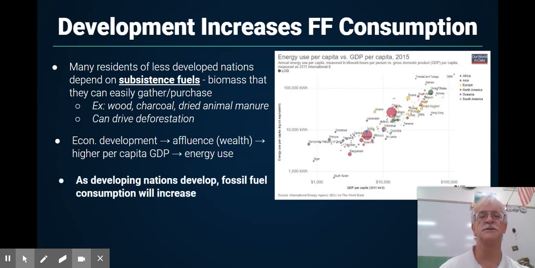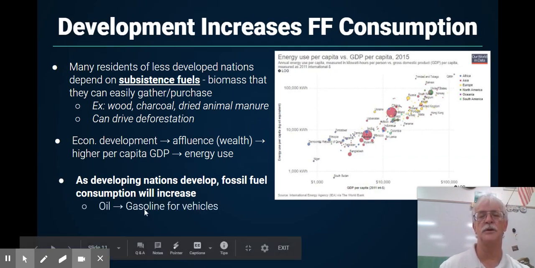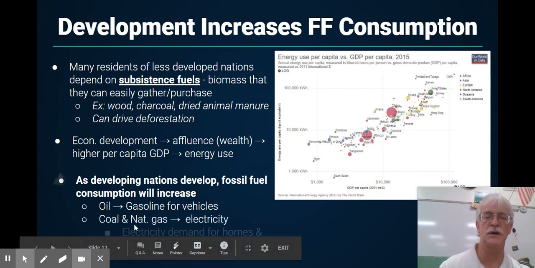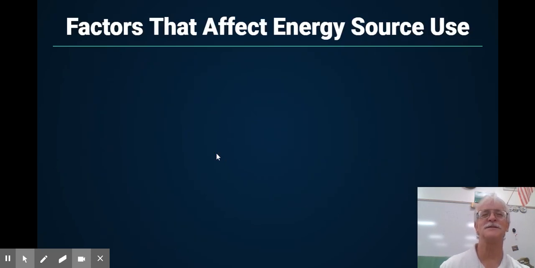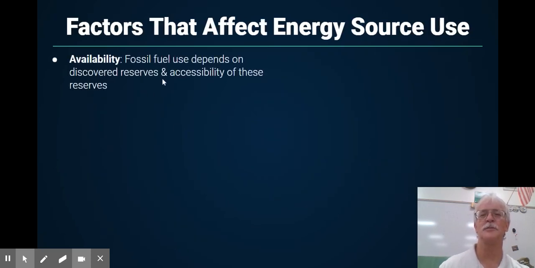As developing countries develop, fossil fuel consumption will increase. Why? They start getting vehicles and they need oil for the vehicles. They need electricity, and they need coal and natural gas. Electricity demand for homes and businesses will increase as they become higher wealth.